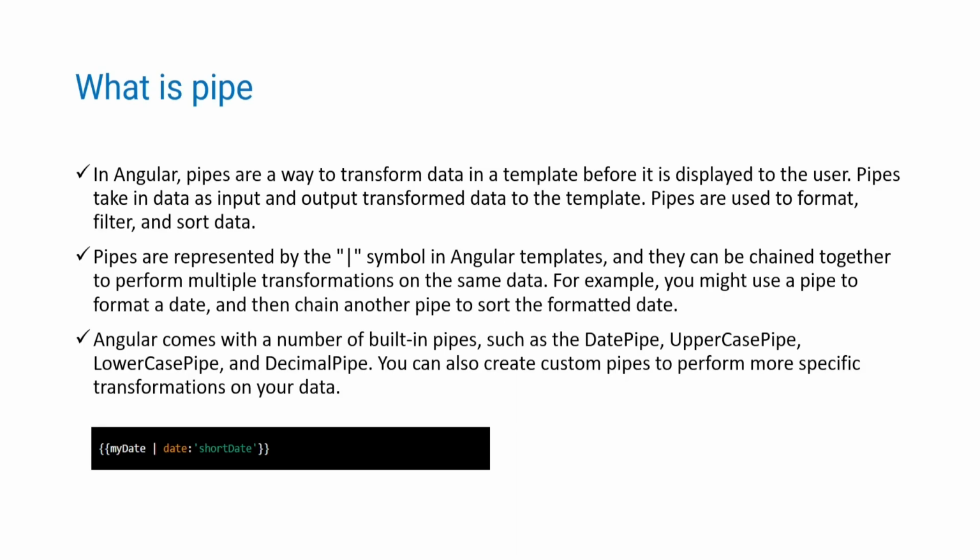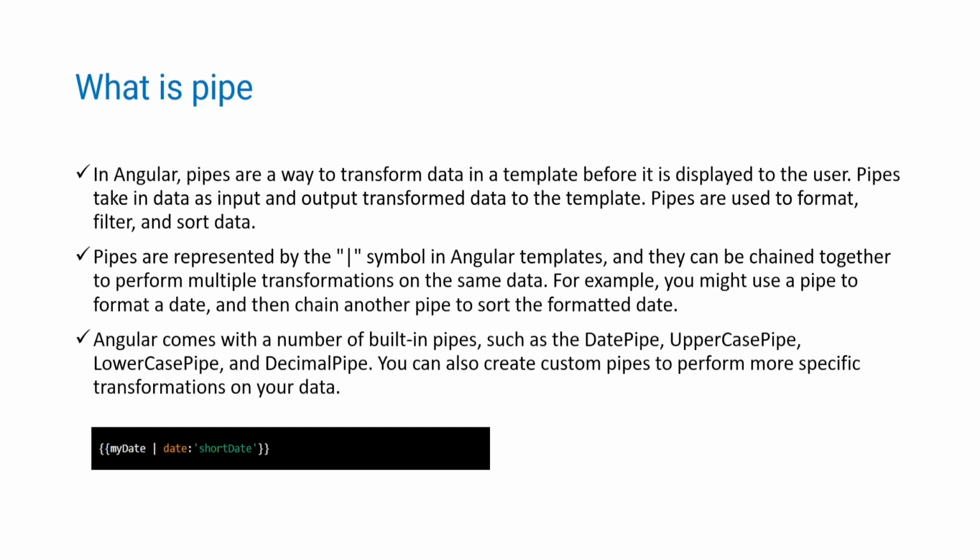Angular pipes are a way to transform the data in the template before it is displayed to the user. A pipe takes data as input, performs a transformation, and outputs the transformed data to the template. Pipes are used to format, for filtering purposes, and for sorting data. So these are the use cases of pipes.